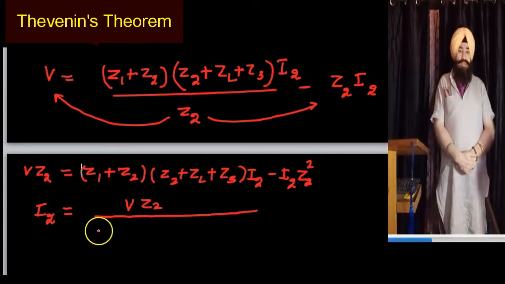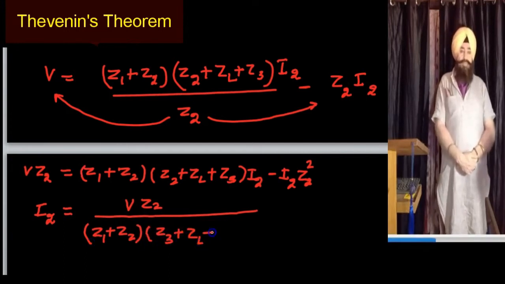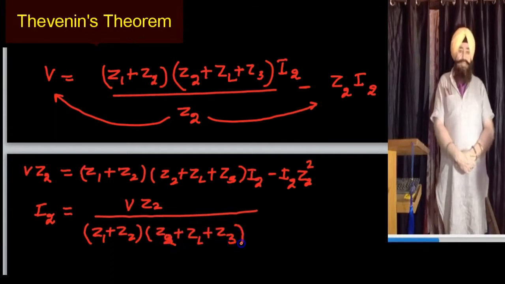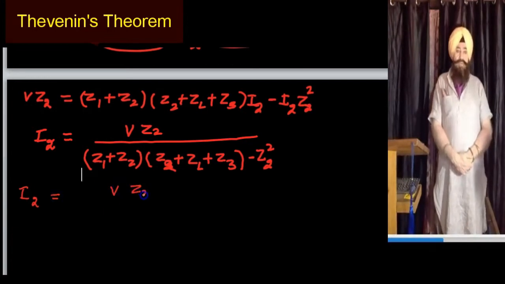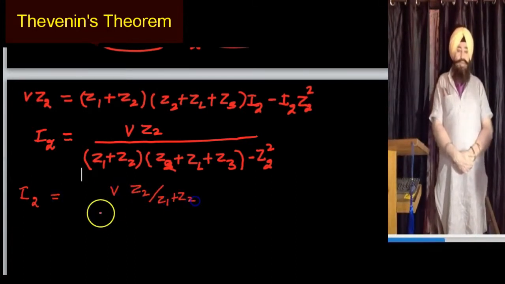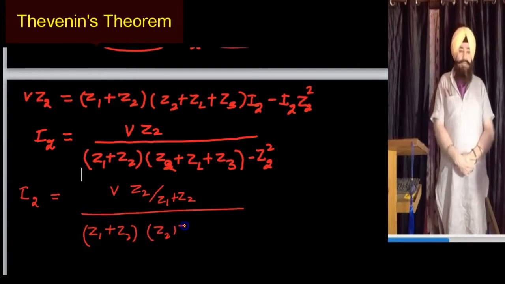V Z2 divided by, because I2 from the right hand side is taken as common. This is Z2, sorry. Z2 plus ZL plus Z3 minus Z2 square. Now I2 becomes equal to, dividing numerator and denominator by Z1 plus Z2 of the right hand side. Dividing numerator and denominator by Z1 plus Z2.